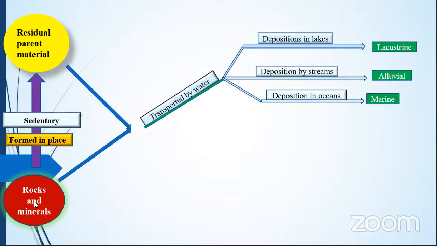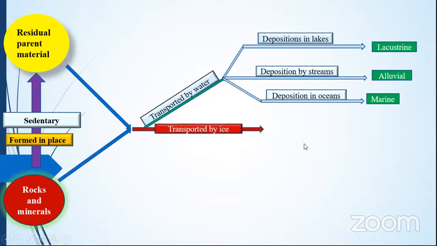So simply, students, the residual material or simply the rocks and minerals are transported by the water. Those deposited in the lakes are called lacustrine, those deposited in the streams are called alluvial, and deposits in the ocean are called marine. This is in the case of water. These are the terminologies which apply.